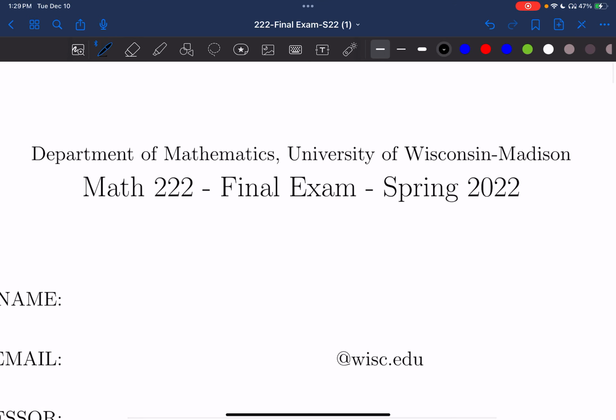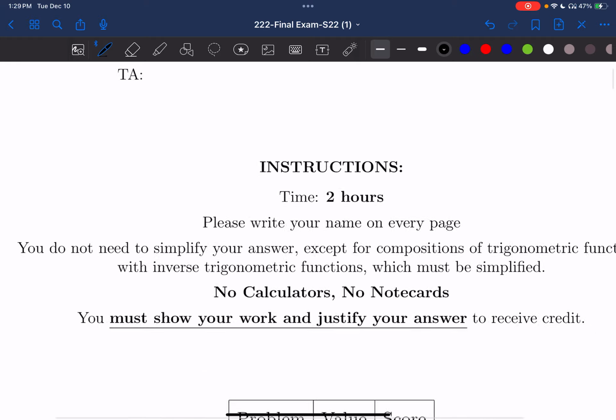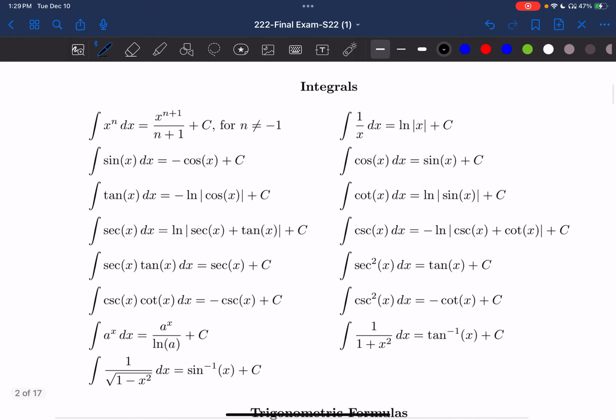Okay, this is the final exam for Calc 2 of spring 2022. We will get 2 hours on this exam.